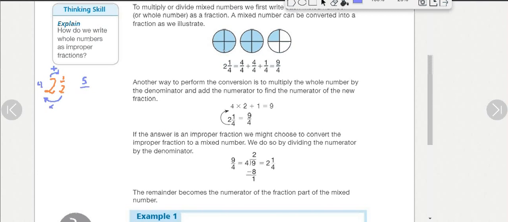5, and then you put it back over the original denominator. So 2 1/2 is the same as 5 halves. That can be illustrated. How could that be? Using something like this model here.